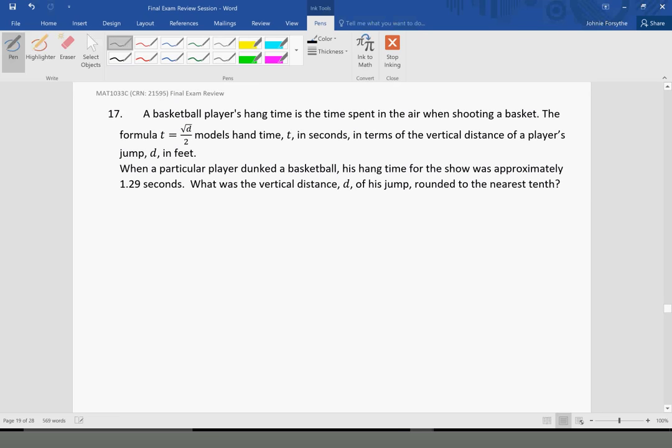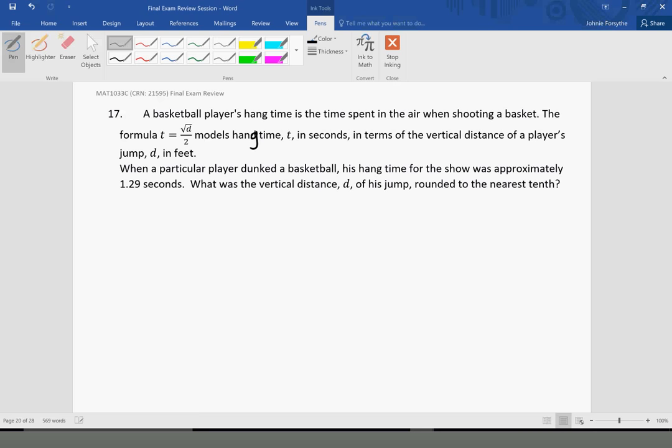17. A basketball player's hang time is the time spent in the air when shooting a basket. The formula T equals the square root of D over 2 models hang time, T, in seconds, in terms of the vertical distance of a player's jump, D, in feet. When a particular player dunked a basketball, his hang time for the shot was approximately 1.29 seconds. What was the vertical distance, D, of his jump, rounded to the nearest tenth?